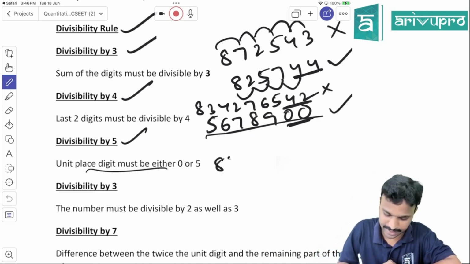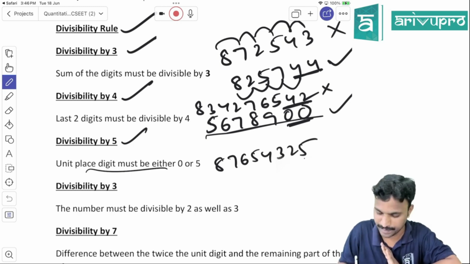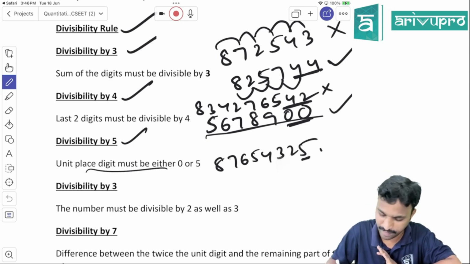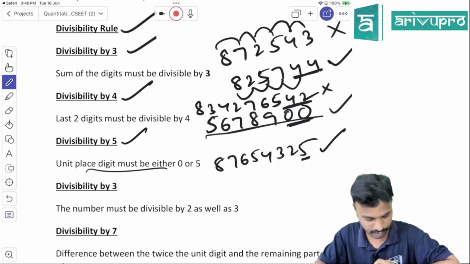Right? So 87654325. Is it divisible by 5? Yes, because the number at the units place is 5. It could be either 5 or 0. It will be divisible by 5.